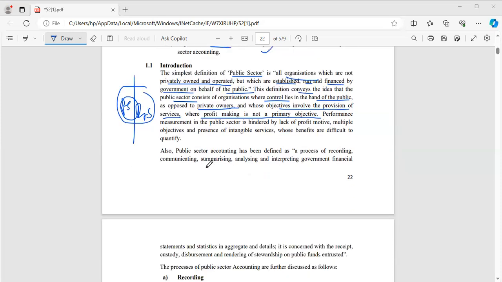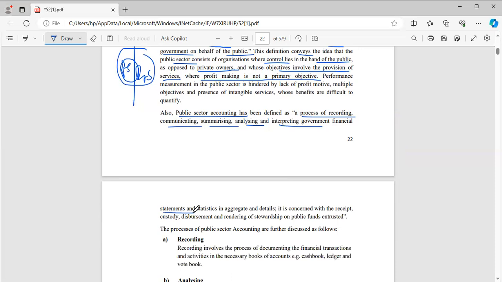Now, let us move to what public sector accounting itself is, now that we understand what public sector is. Public sector accounting has been defined as a process of recording, communicating, summarizing, analyzing, and interpreting government financial statements and statistics in aggregate and in details. It is concerned with the receipts, custody, disbursement, and rendering of stewardship on public funds entrusted. Now, don't look at how long the definition is, okay?